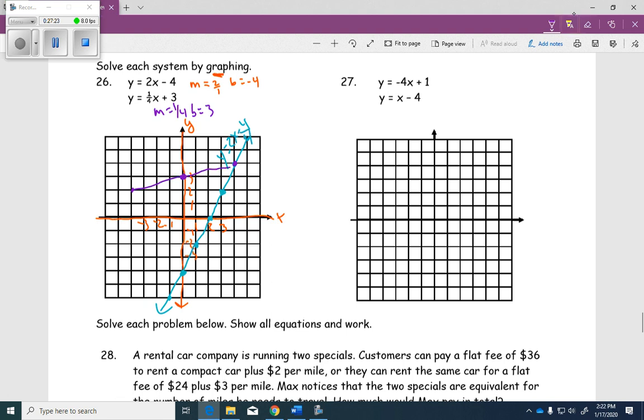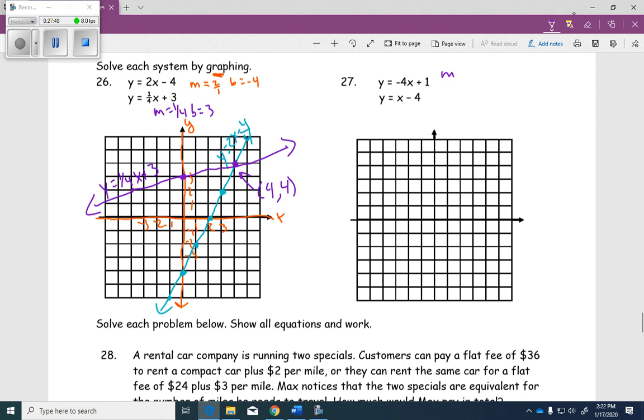Remember, the solution to a system is the point of intersection. Sorry, I don't have a ruler. They're crossing right here at 4 comma 4. I have to label this line. And now I just got full credit.